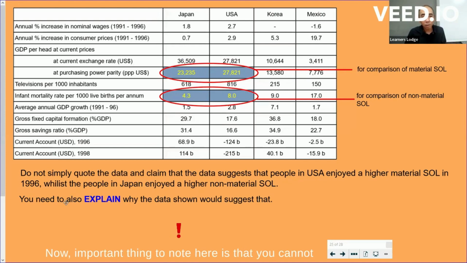Now, an important thing to note here is that you cannot simply say that, oh, this number, 23,235 versus 27,821, tells me that people in America enjoy a higher material SOL because they have a higher purchasing power, full stop. That's not good enough, because that involves you reading the data, drawing a conclusion and claiming the conclusion to be true without an explanation as to why that would be the case. Why would the value for PPP GDP per capita allow us to arrive at that conclusion that people in America enjoy on average a higher material SOL as well? So please elaborate on that.